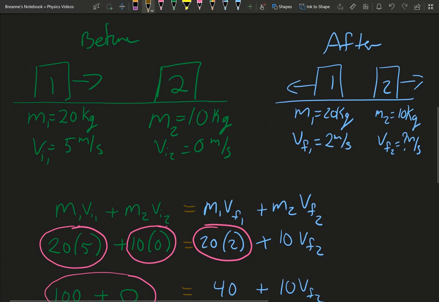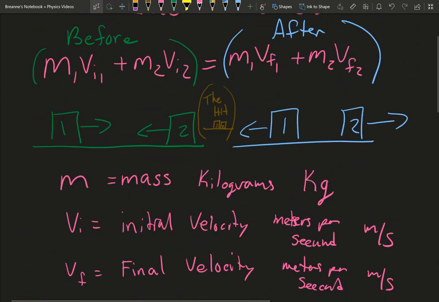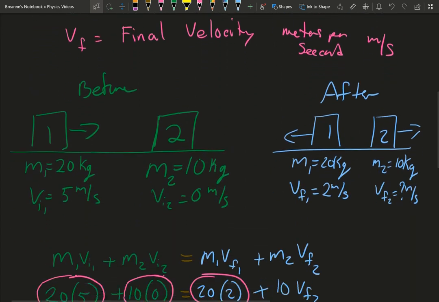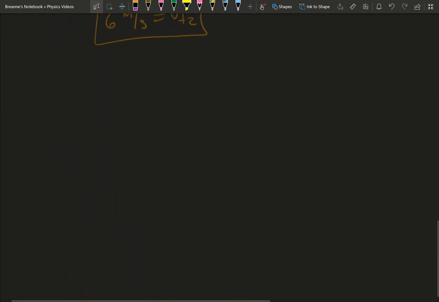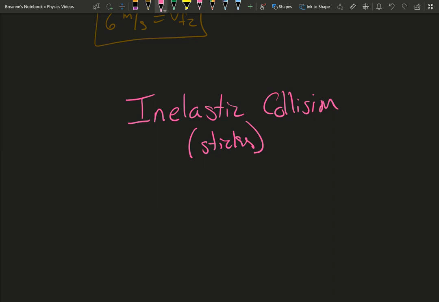So there we go. So kind of breaking down, this is the elastic collision. So let's talk about an inelastic collision. Now an inelastic collision, you can think about it that it sticks together. So inelastic collision sticks together. So how the equation changes, the beginning is the exact same.